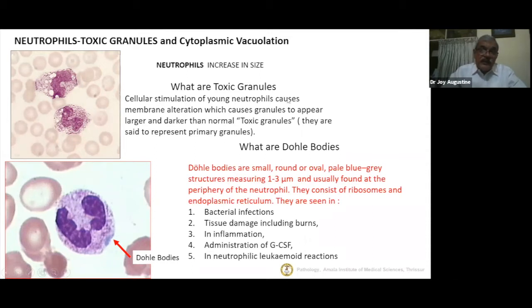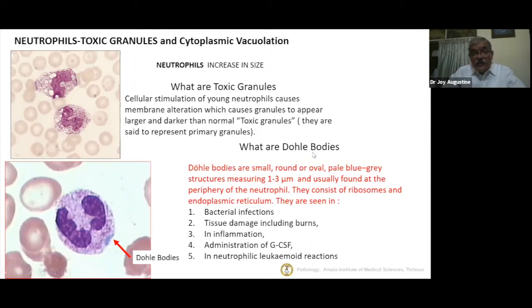Now, what are these toxic granules? Cellular stimulation of young neutrophils causes membrane alteration, which causes the granules to appear larger and darker than normal, and they are known as toxic granules. They are said to represent the primary granules.